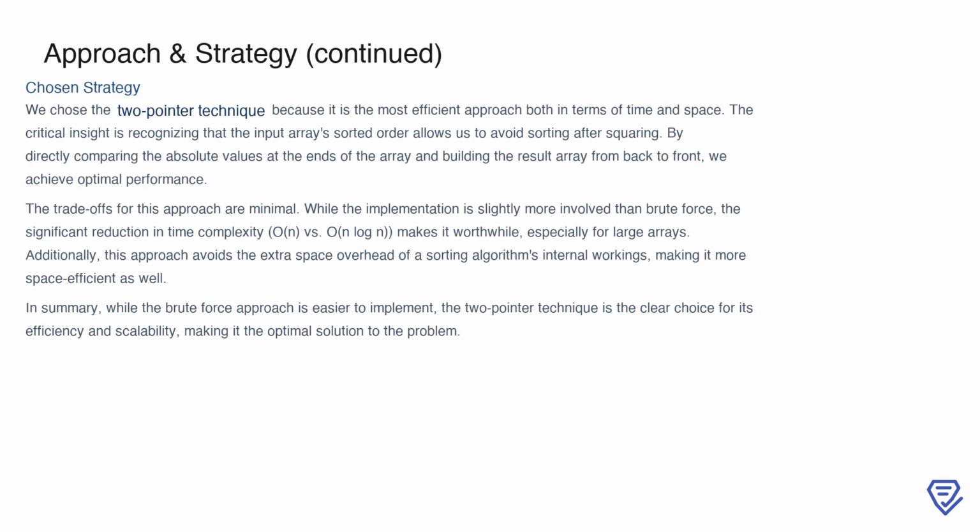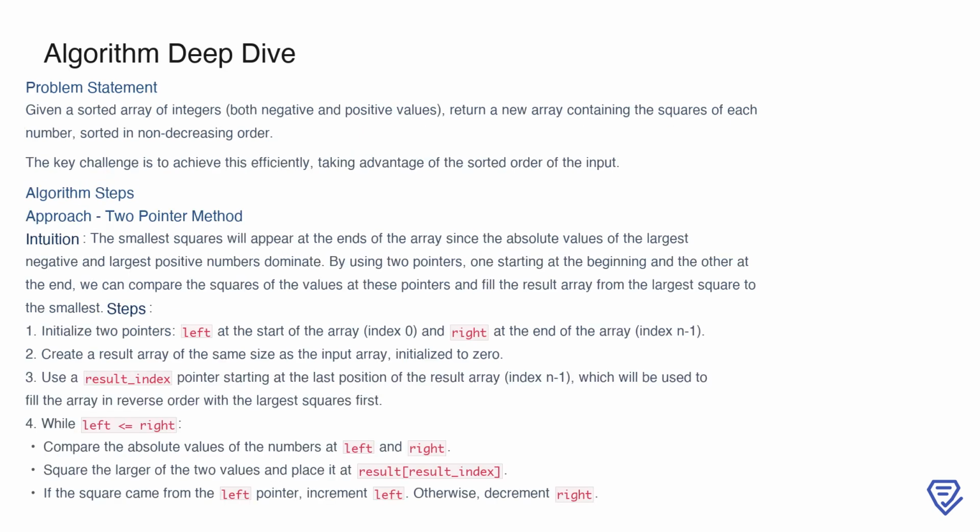The problem we're solving is to take a sorted array of integers, which may include both negative and positive numbers, and return a new array containing the squares of each number, sorted in non-decreasing order. The main challenge here is to achieve this efficiently by leveraging the sorted order of the input array. To address this, we use the two-pointer method.